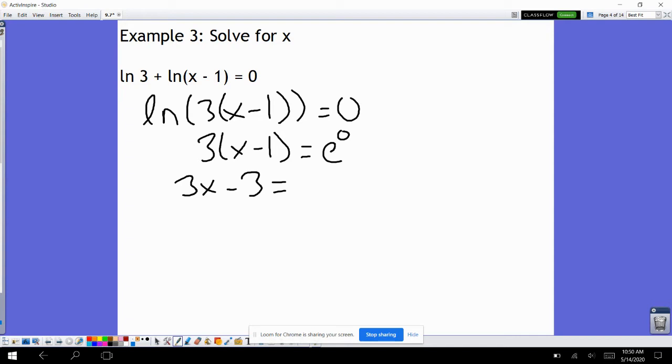Well, what's e to the 0? 1. Okay, anything to the 0th power is 1. Add 3 to both sides. 3x equals 4. Divide, x is equal to 4/3. We have those nice fractions. We can just leave them as a fraction. Okay, so remember, we're undoing each side. We're rewriting it as an exponential.